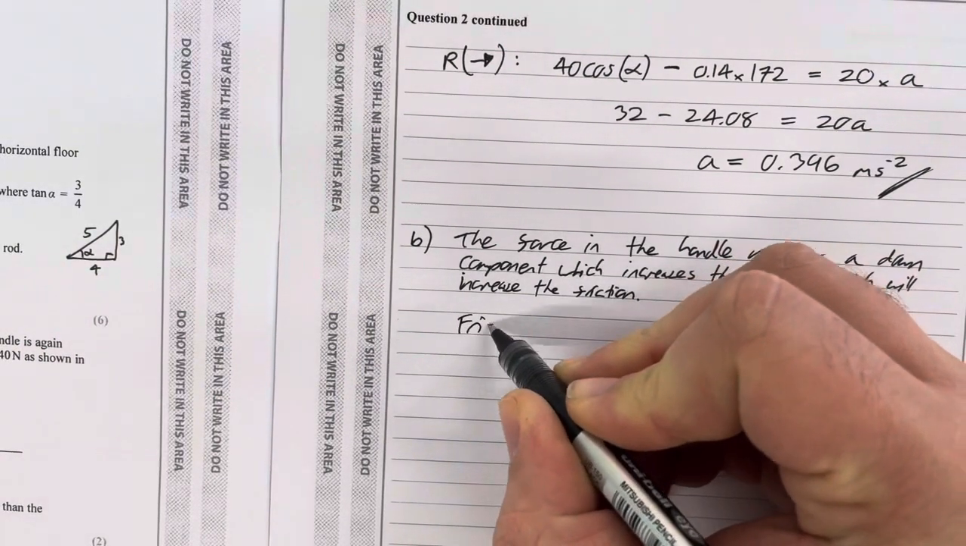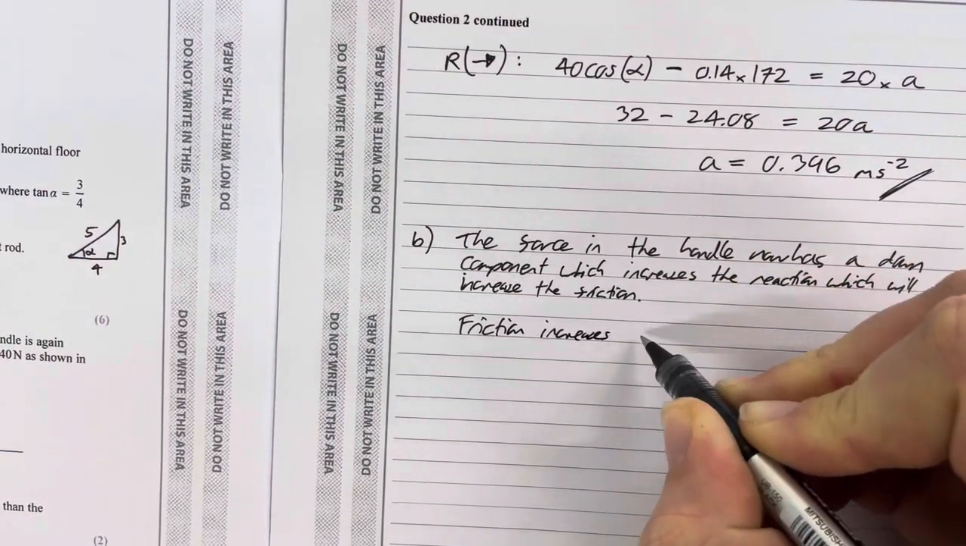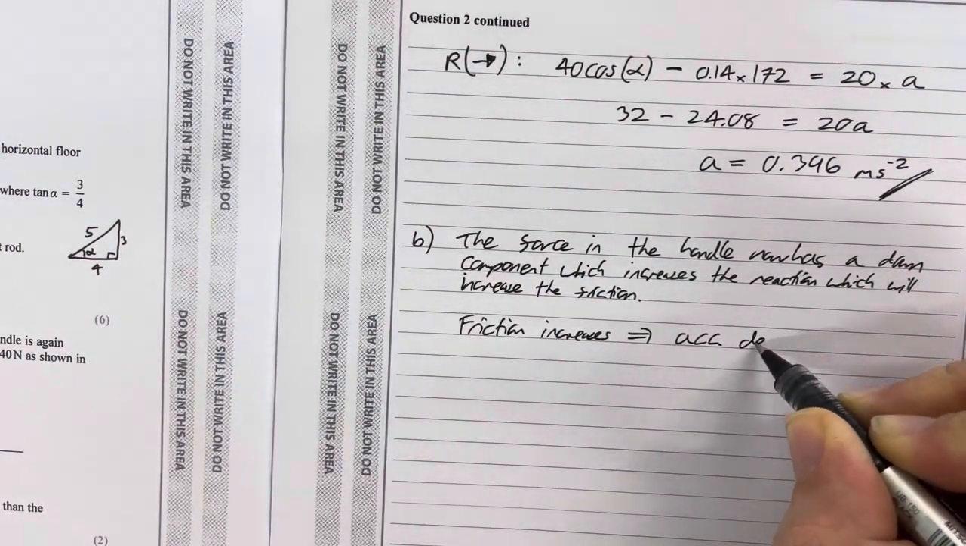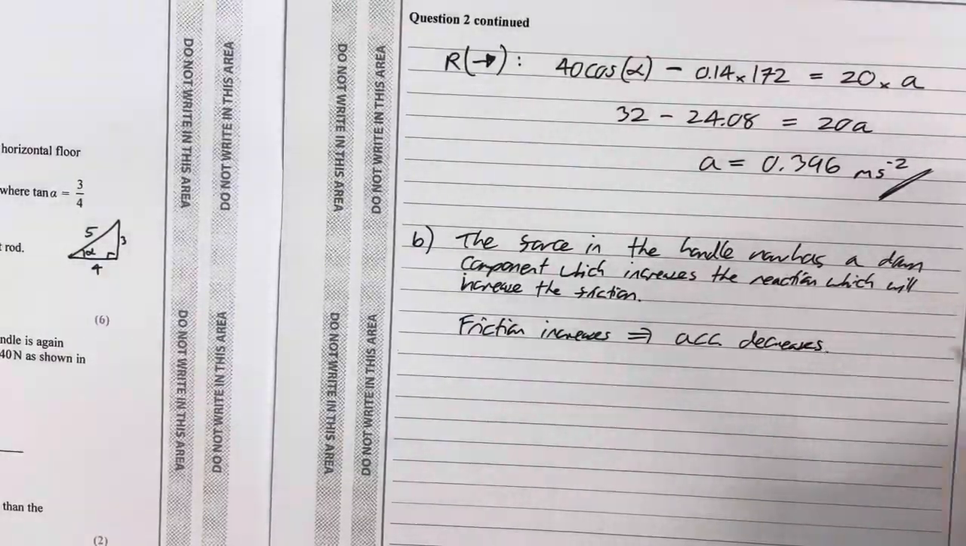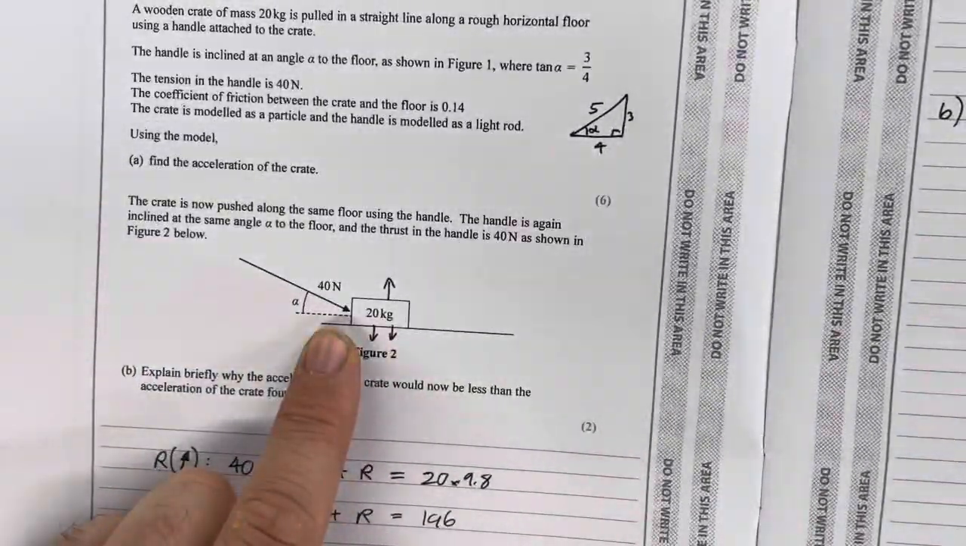Okay, so yeah, friction is going to increase, which means the acceleration will be less. So friction increases, implies acceleration decreases. Okay, because the horizontal force from here is still the same, it's still 40 cos alpha.